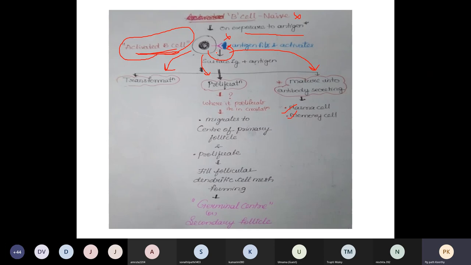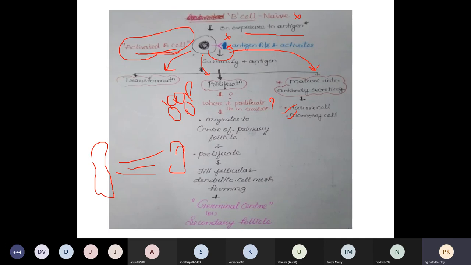So once your naive B cell gets exposed to antigens, there can be three outcomes. One, it can get transformed into an activated B cell. Or it can proliferate, meaning it will multiply and become some 4-5 cells. Or it can mature into antibody-secreting cells to provide you immunity, either plasma cell or memory cell. So if it proliferates, where is it going to proliferate? Because it was on the way, right? Your cell was in the blood. It has not reached the lymph node yet. It has left your bone marrow. So where is it going to reach? It was still in the circulation, so it goes to your lymph node.